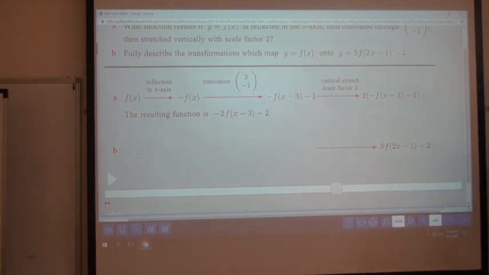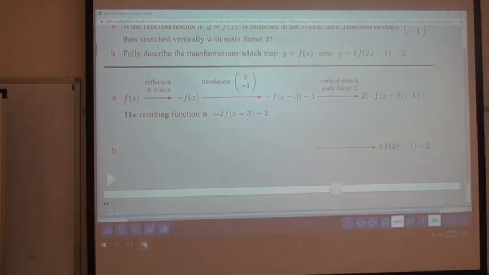So, let's see. Is it the same regardless of what you apply first? That's a good question to think about, right? I had this debate last year as well. Notice that f of 2x minus 1 is a horizontal stretch of f of x minus 1 with scale factor 1/2. Next we observe the horizontal translation 1 unit to the right.